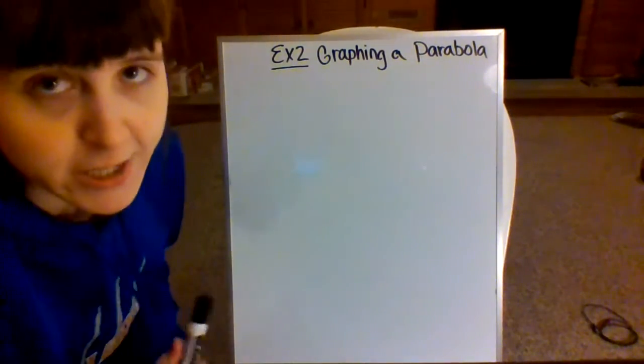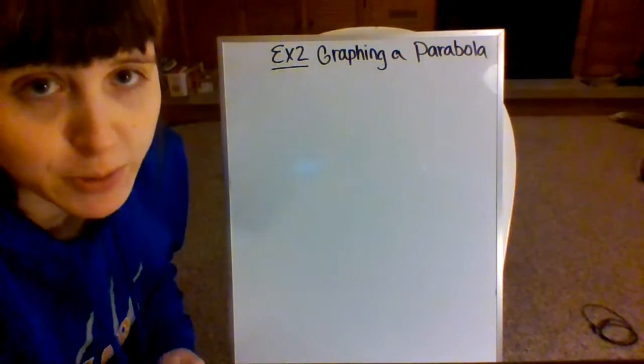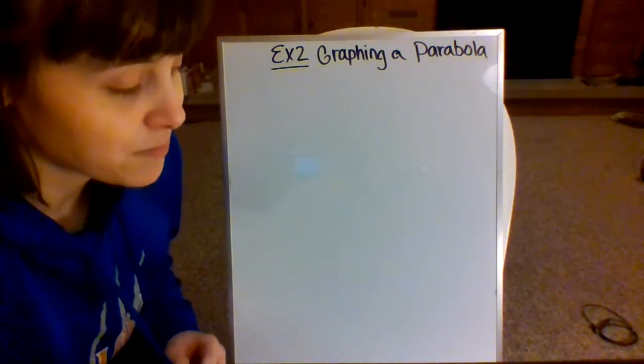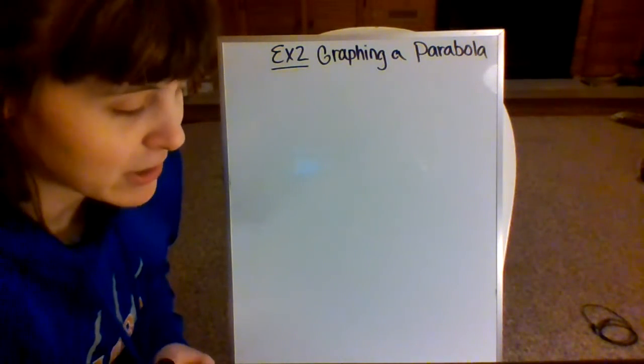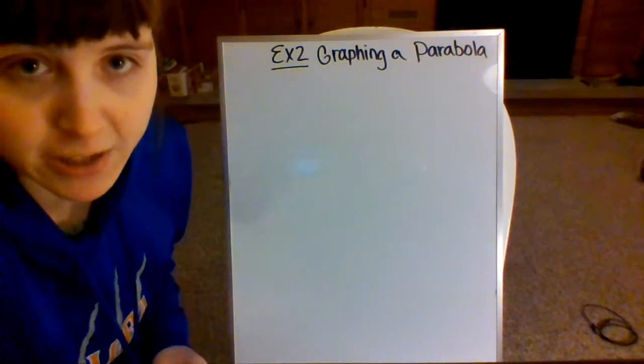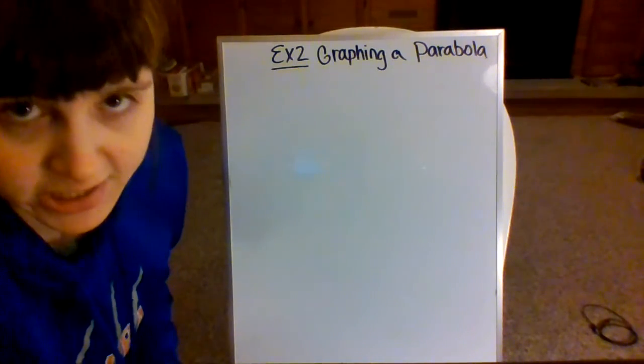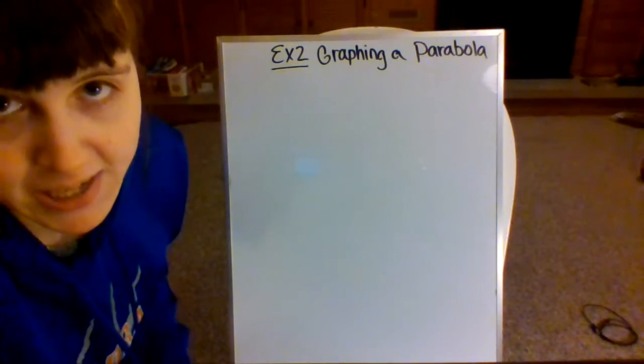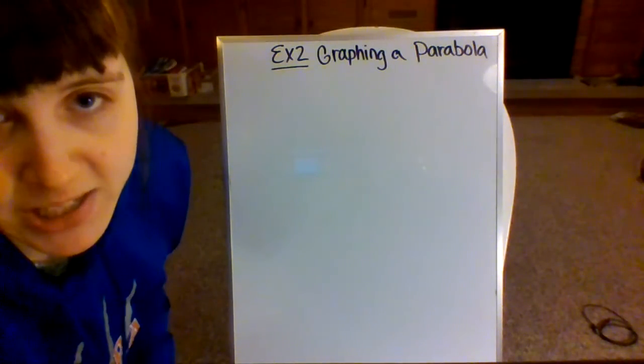Okay, so this is a continuation of the notes for parabolas. Example 2 is about graphing a parabola using a table. They're going to give us an equation, we're going to identify the vertex. Then I'm going to show you how to make a table, and we're going to plot the points and make the parabola.